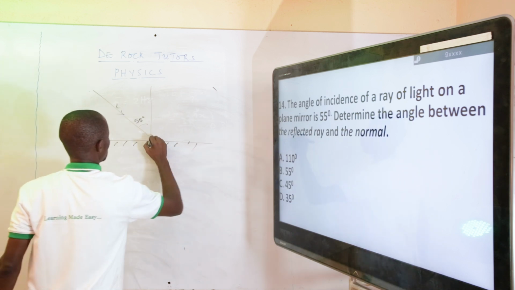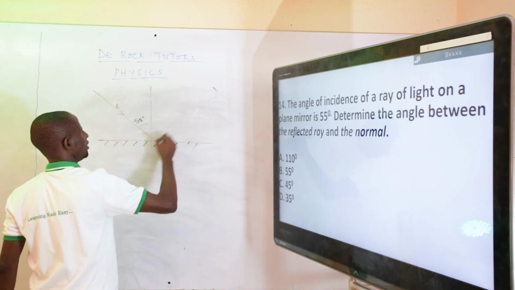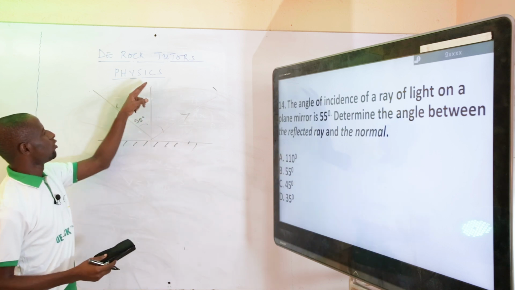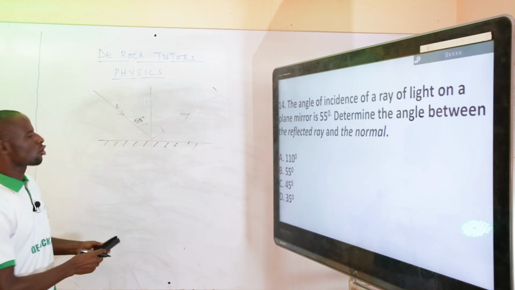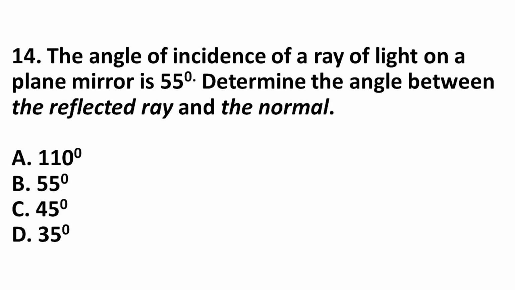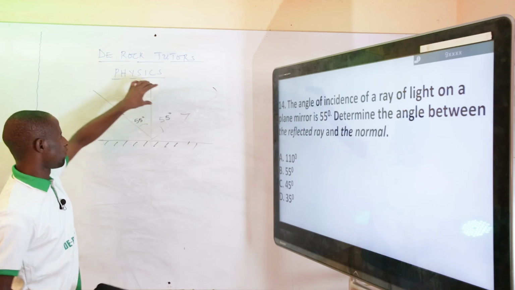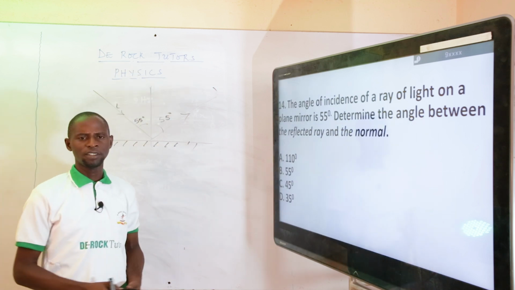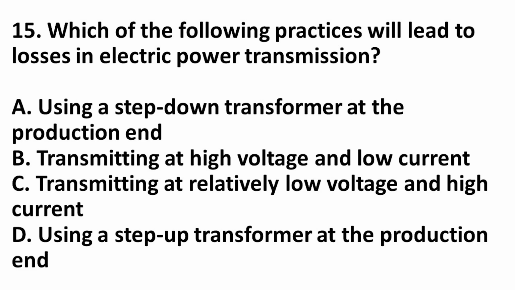So this is the normal, this is the reflected ray. So the angle between the normal and the reflected ray will actually also be 55 degrees, from the law of reflection, which says that the angle of incidence is the same as the angle of reflection. So the correct option is option B, 55 degrees. Which of the following practices will lead to losses in electrical power transmission?